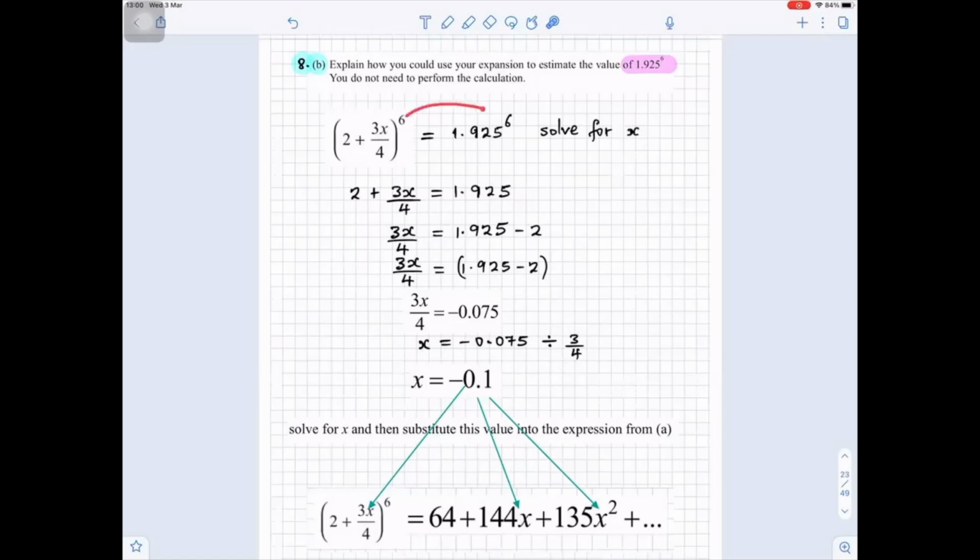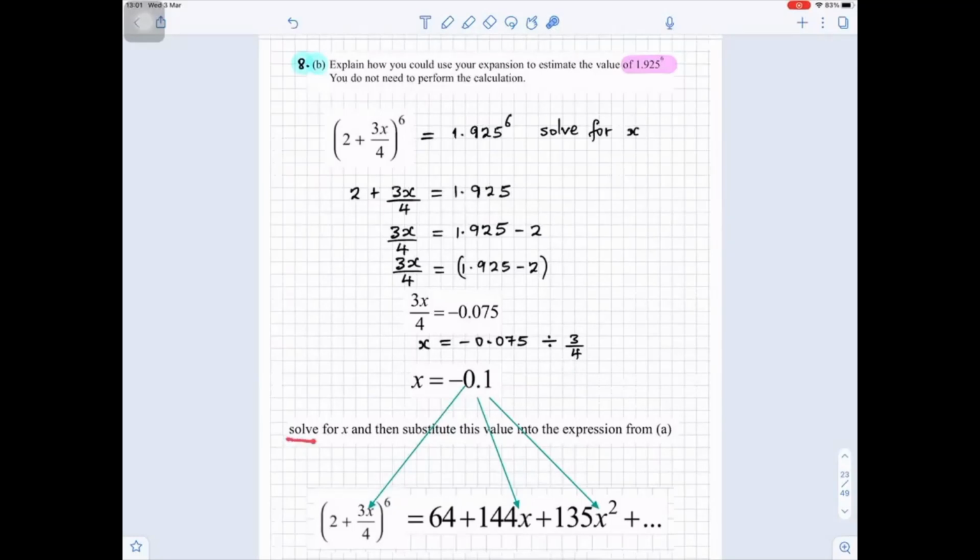If you notice, the power 6 is the same on both sides, so we can take that out. So what is in the bracket, 2 plus 3x over 4, should be equal to 1.925. We solve it for x. If we take 2 to the right side, it becomes minus 2. So 1.925 minus 2 gives us minus 0.075. It's equal to 3 over 4 times x. We take the 3 over 4 to the other side, and it becomes divide by 3 over 4. So x would be minus 0.1.